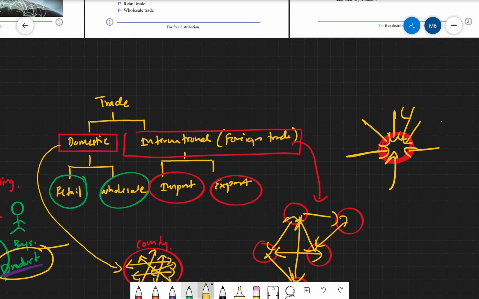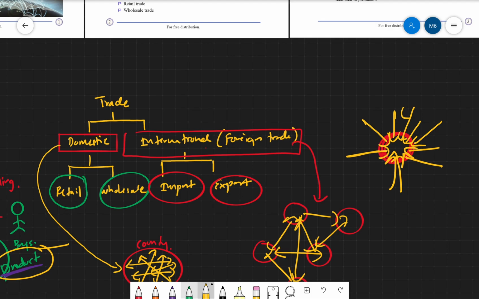So here look, all the arrows are towards the country. That means we are purchasing to the country from foreign countries. In Sri Lanka, if you consider, we purchase oil from Middle East countries, we purchase vehicles from Japan, we purchase various medicine items as well as toys and vehicles from India, China, etc. So that is known as import.